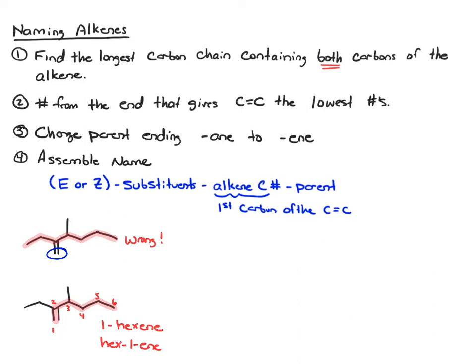So if we assemble the name for this, we don't have an E or Z configuration. Why is that? Well, on carbon 1, we have 2 hydrogen, 2 of the same thing, so no stereoisomers. So we just deal with our substituents, and we have 2-ethyl, we have 3-methyl. We put those alphabetically as always, and then our parent name, 1-hexene.